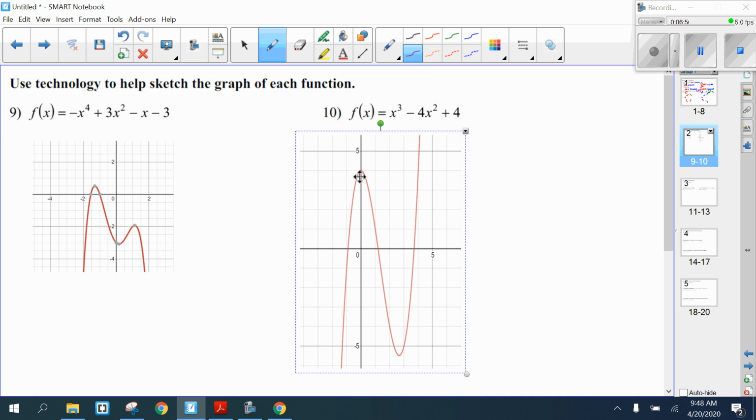Again, pay attention to where it crosses. It looks like it crosses the y-axis right here at +4. It crosses the x-axis a little bit before -1, a little bit after +1, and 1, 2, 3, I don't know, 3.7 or so. Pay attention to any point where something interesting happens. Points of interest.